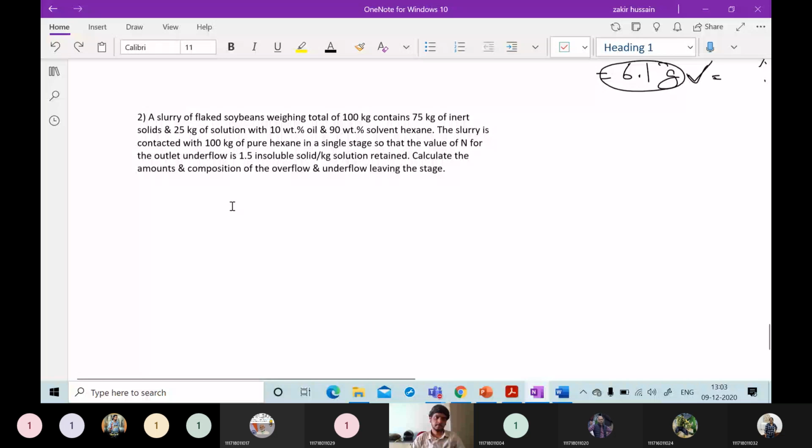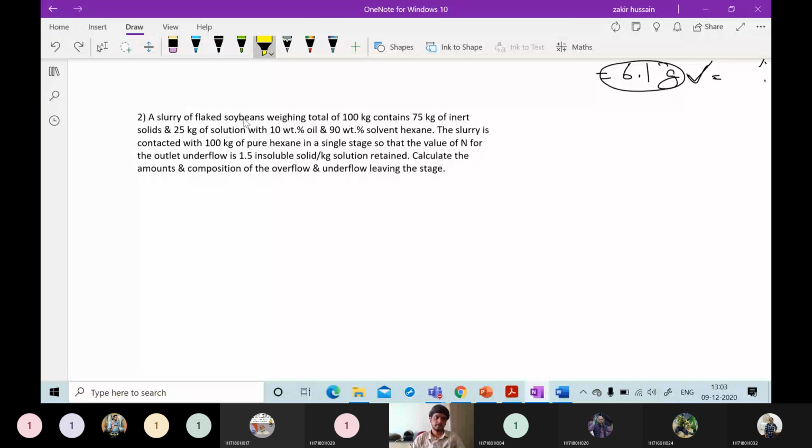Okay, this problem is also based on the single stage problem, or we can say a general problem in the single stage process. So a slurry of flaked soya beans weighing a total of 100 kg. So a slurry is there in which flaked, mashed soya beans are there. So the total weight is 100 kg, which contains 75 kg of inert solids.